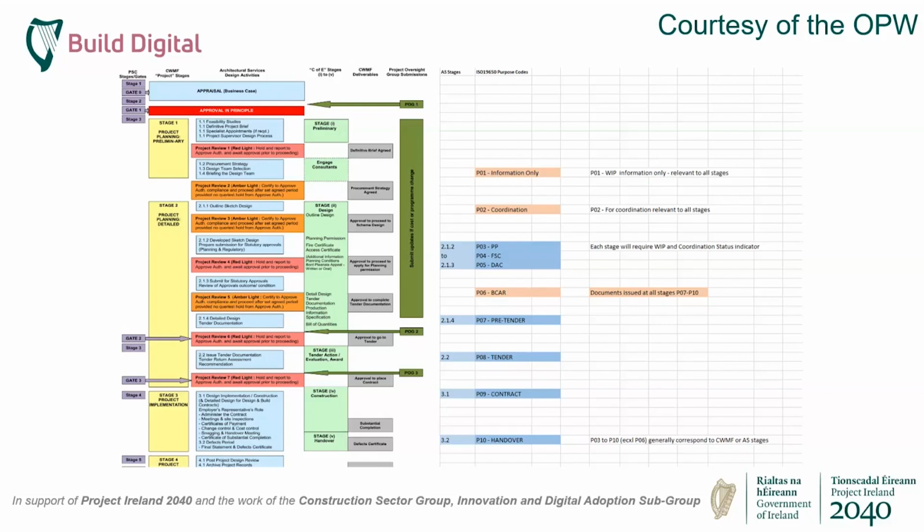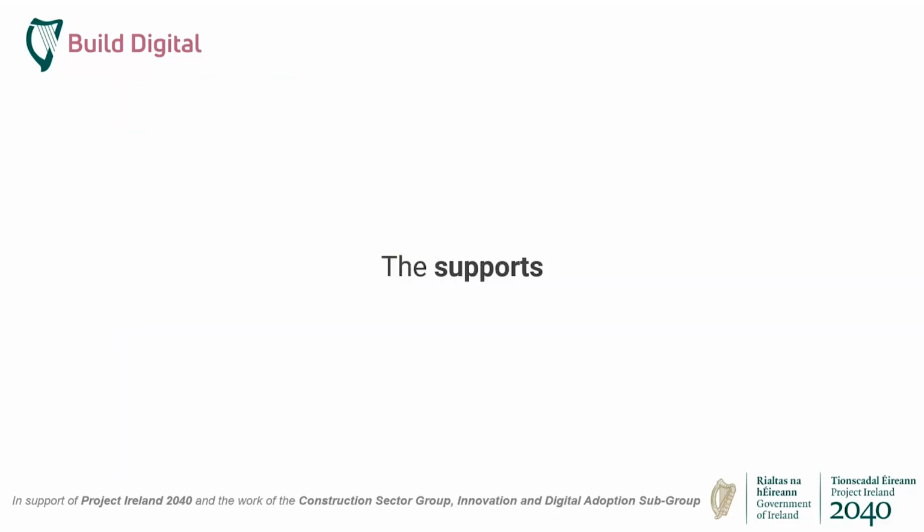As you go down into P03 to P10, it's not that bad. It actually aligns much better. But I suppose, maybe watch this space. We will probably come out with some more guidance on what we need to do to make sure the purpose codes align with the Capital Works Management Framework, which we need to work with.